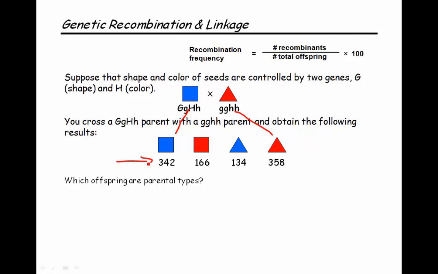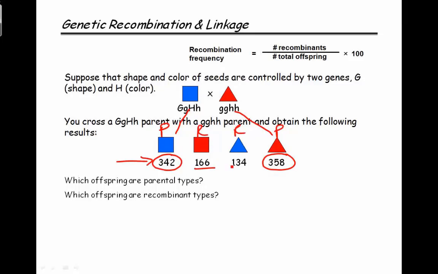Because we have numbers that are not equal to each other, the parentals are always going to be the high number ones. So you really don't even have to look at the appearance of them. We can just go straight off of those high numbers. So those are our parental ones. So if we put a little P here for parental, then the next thing we want to identify is which ones are the recombinant ones. Well, the other ones would be recombinant by default. Another way would be that they are the low numbers. And once we know that, then we should be able to calculate the recombination frequency.